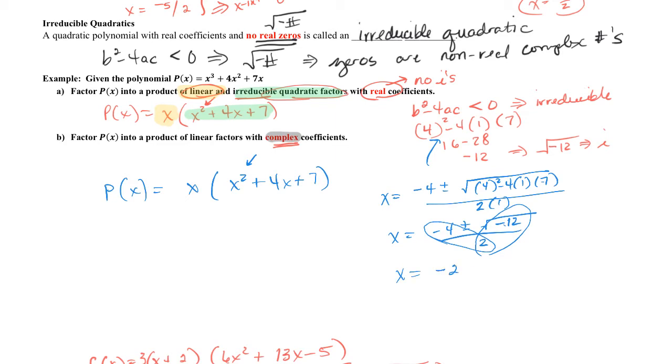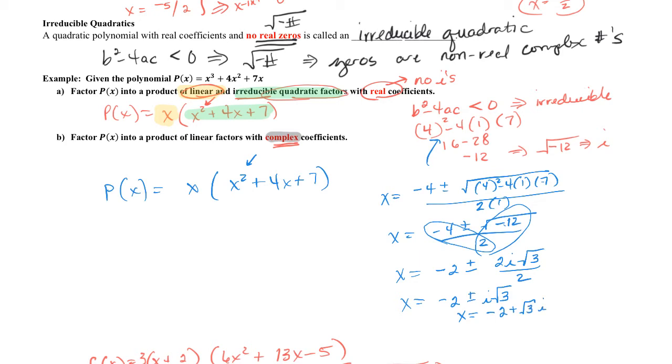So this is negative 2 plus or minus. Now the square root of negative 12, bring the i out front. So it's 2i times the square root of 3 all over 2. Don't lose the 2 along the way. So x equals negative 2 plus or minus i times the square root of 3. Okay, so that means x equals negative 2 plus the square root of 3i.